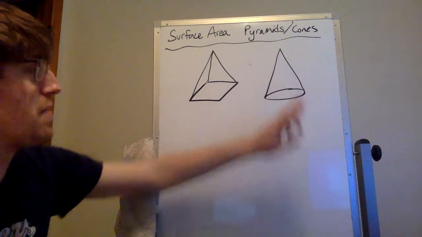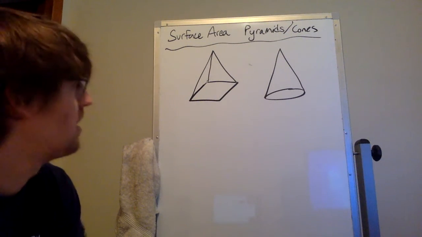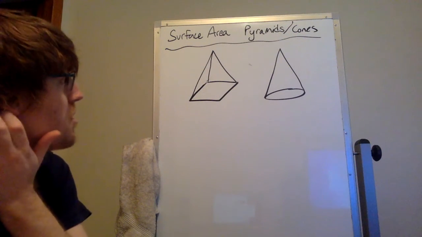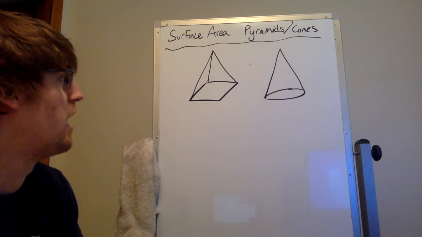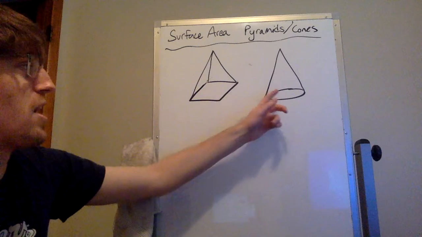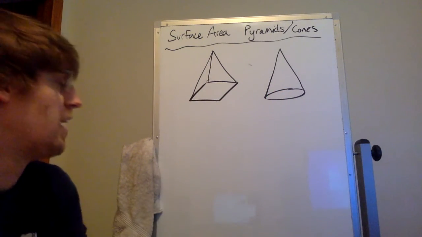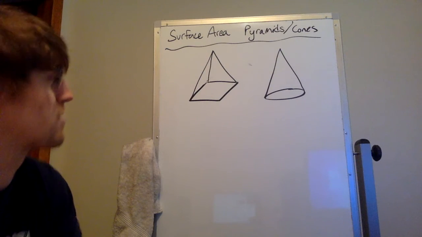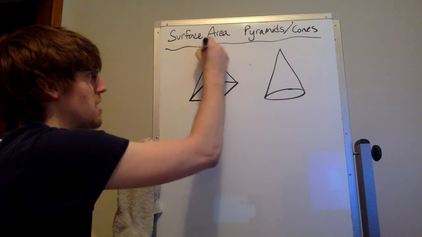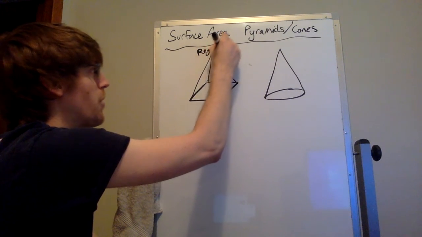Obviously, cones don't have any faces because they're not polygons. So that's the definition of a polygon, that it has to have edges, realistically. But it's the same shape. This one's just a circle. That one's not. So they actually have the same surface area formula, but only if it's a regular pyramid. So let's say it's a regular pyramid.